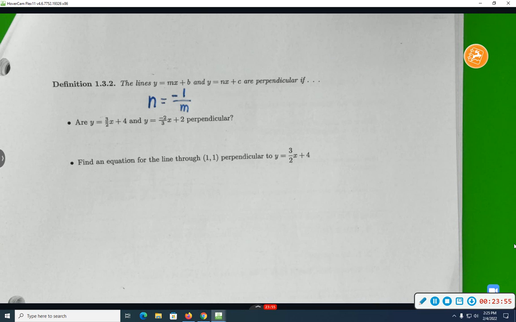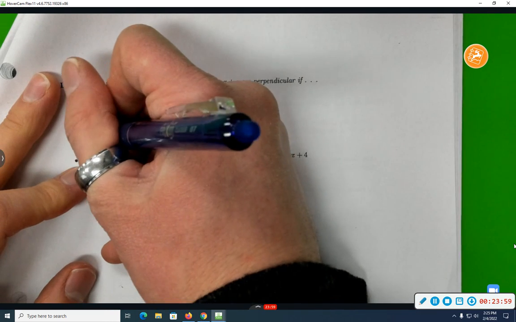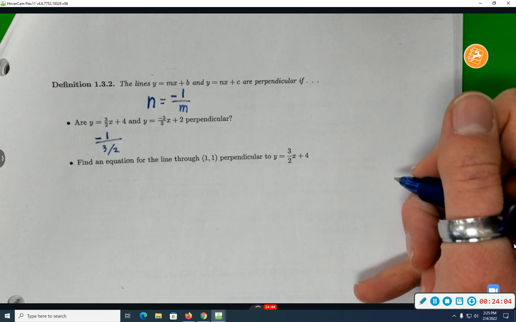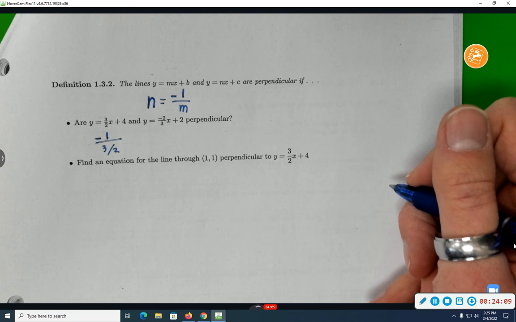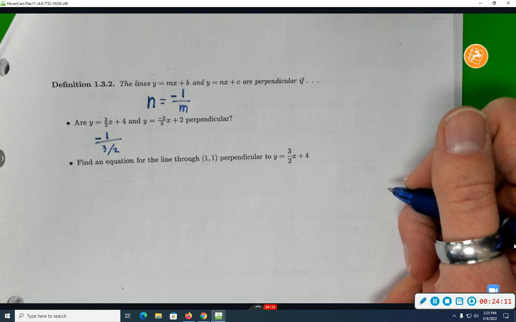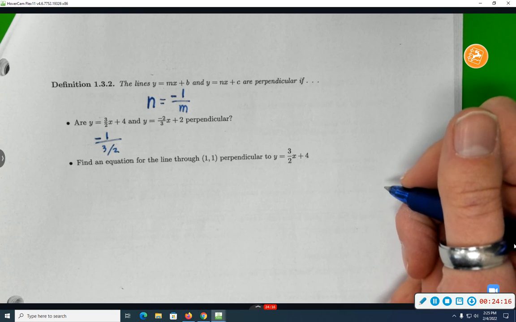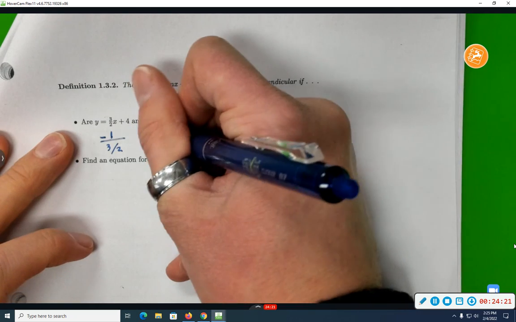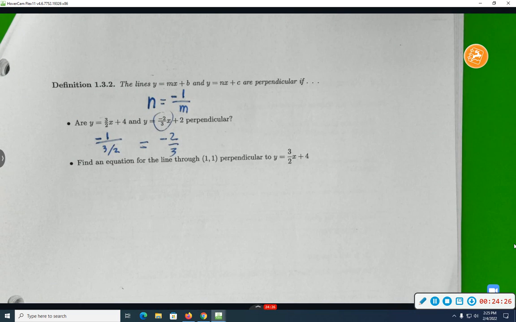Yeah, and maybe this is just a good chance to remember how fractions work. So let's compute negative 1 over 3/2. What does it mean to divide by a fraction? Yeah, multiply by the reciprocal, meaning the fraction that's that same fraction but upside down. Yeah, cool. That works out. Groovy. People feel pretty okay?